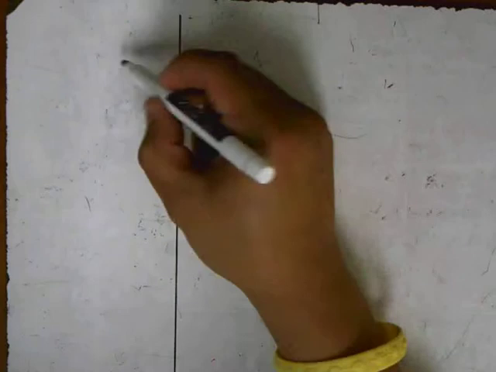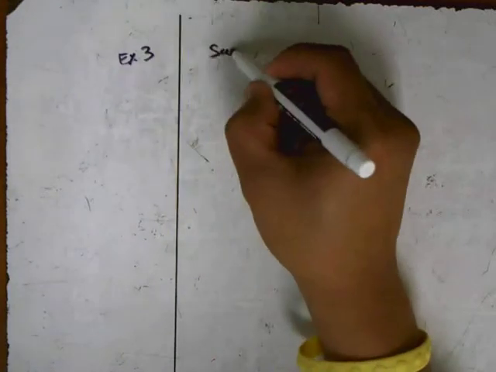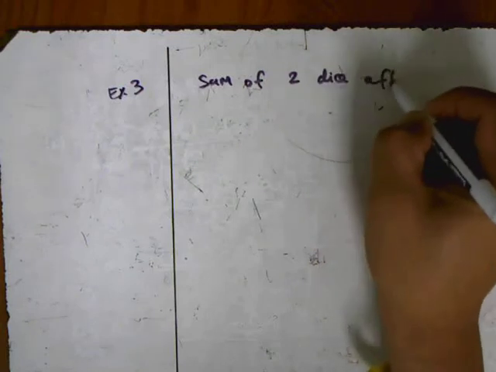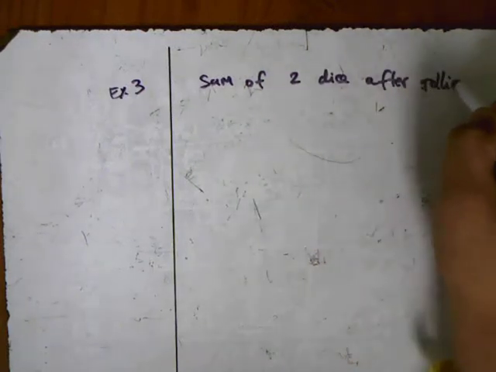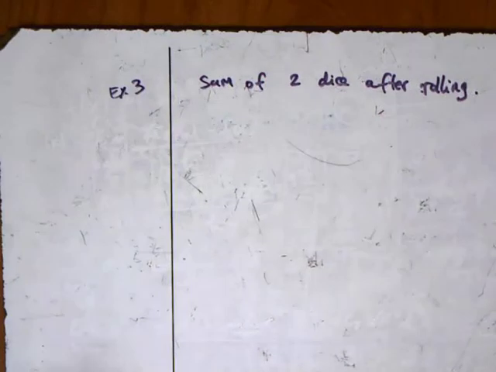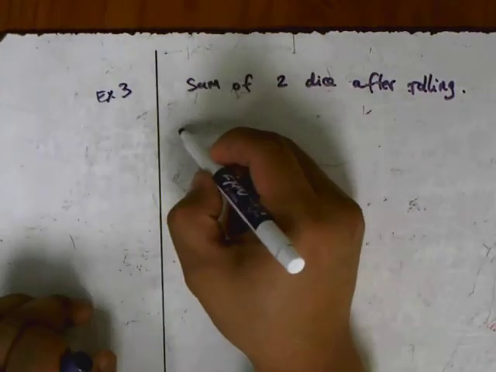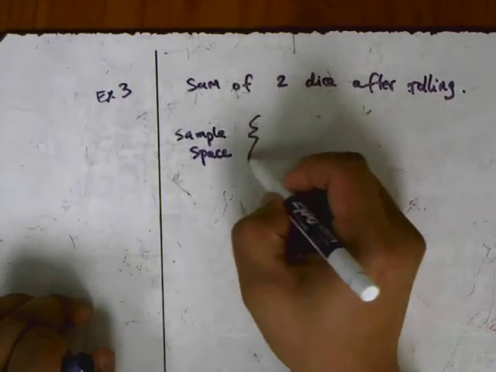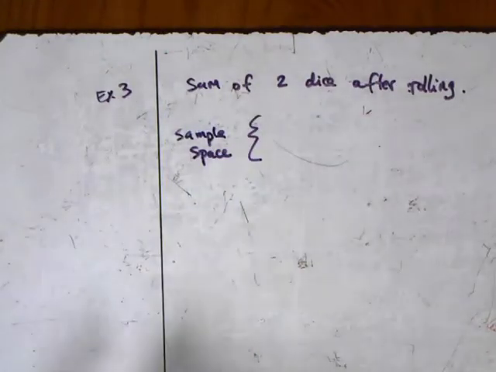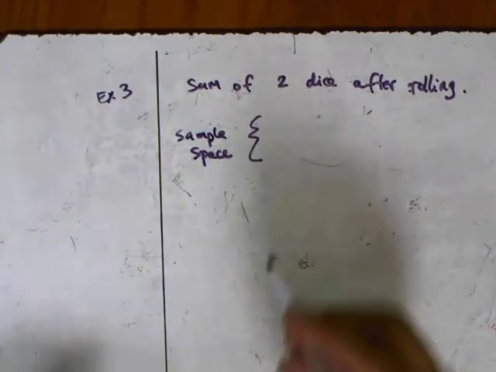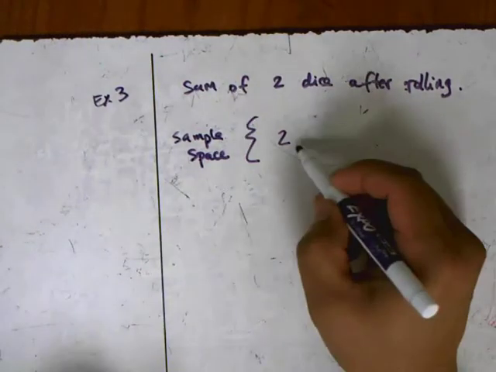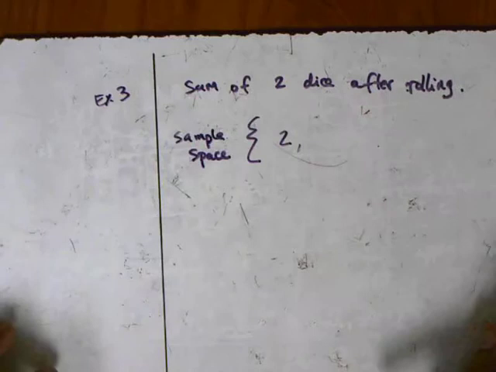So this is example 3, the sum of two dice after we roll them. Well, what are the possible sums? In other words, what is our sample space? If you take two dice and you roll them, the dice are numbered from 1 to 6, so the sum can never be less than 2. The smallest sum you can get is 2. Those are called snake eyes, right? For those of you who are in the business.